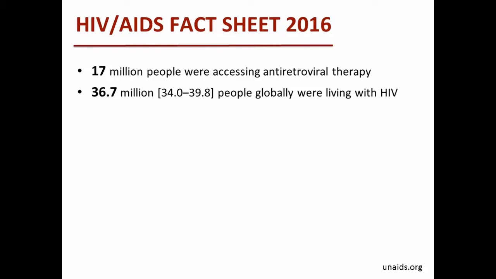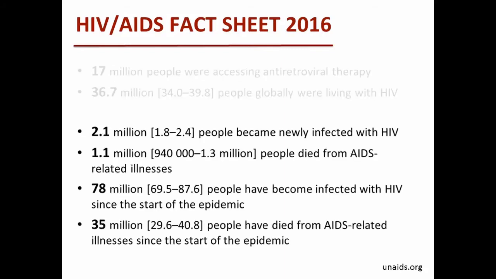And the bad news is that there are about 40 million people, actually 36.7 million is the estimation by UNAIDS. That means between 34 and 39.8 million persons are living with HIV all over the world. And we know that every year, 2 million people become infected with HIV. More than 1 million people die of AIDS-related illness.